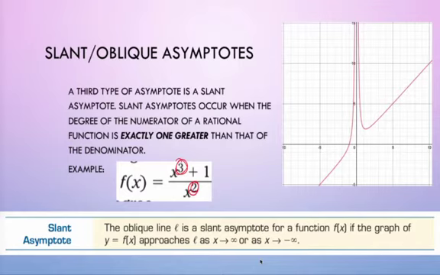So the formal definition, the oblique line L is a slant asymptote for a function if the graph of f of x approaches L as x approaches infinity or x approaches negative infinity. What that looks like on the graph is something like this, where you've got some line here, and this looks like it's approaching that line. It looks like that part of the function becomes linear, although it doesn't actually approach the line.